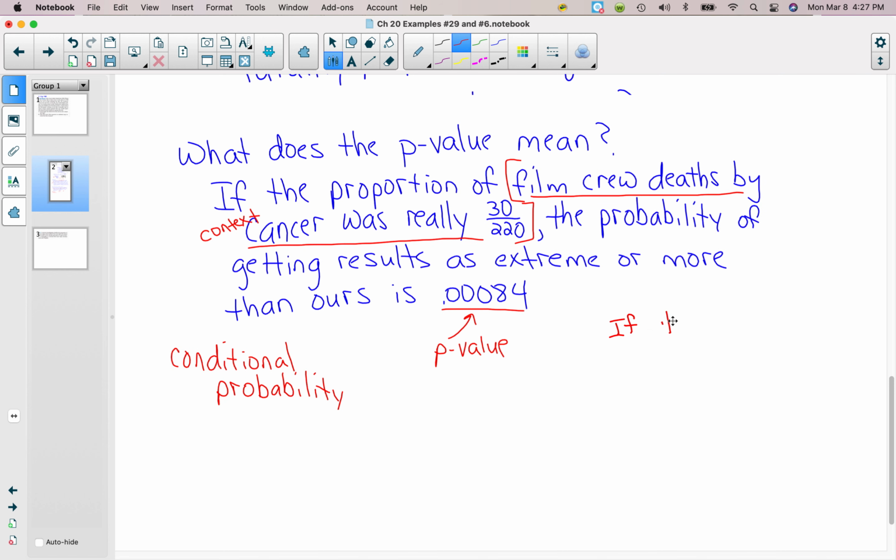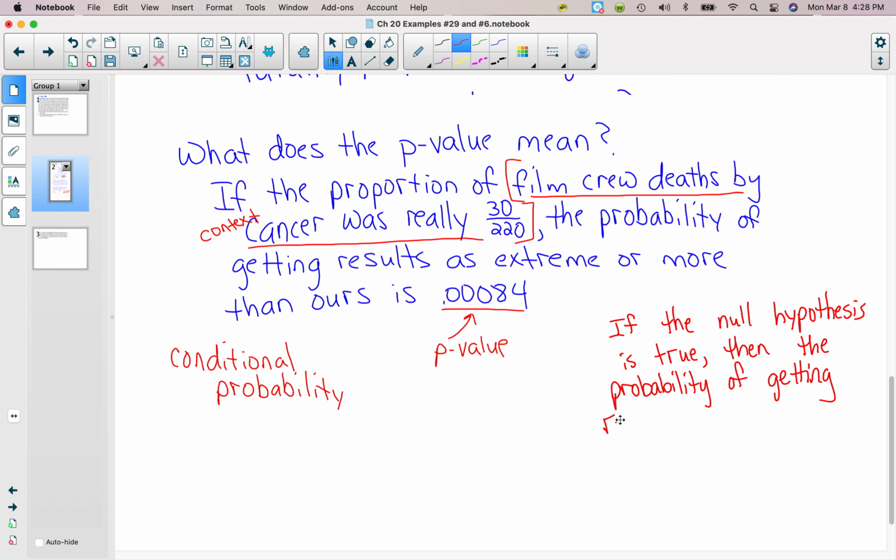If the null hypothesis is true, then the probability of getting results as extreme or more than ours is the p-value. Like a fill in the blank.